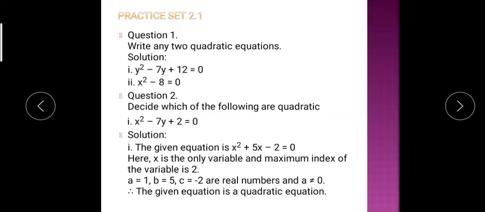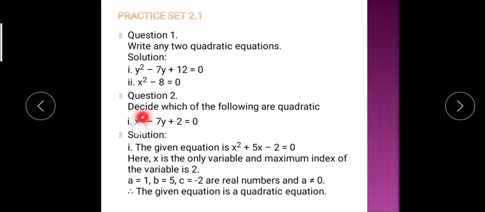Now look at some examples from 2.1. A simple example I am taking here. Write any two quadratic equations. You can use any variable and write down the quadratic equation. Two examples I explain here: y square minus 7y plus 12 is equal to 0. x square minus 8 is equal to 0. You can write p square minus 10p plus 2 is equal to 0, then y square plus 9y is equal to 0. All these are examples of quadratic equations.